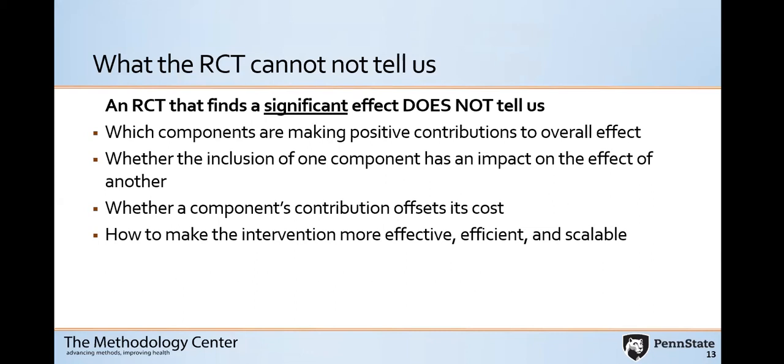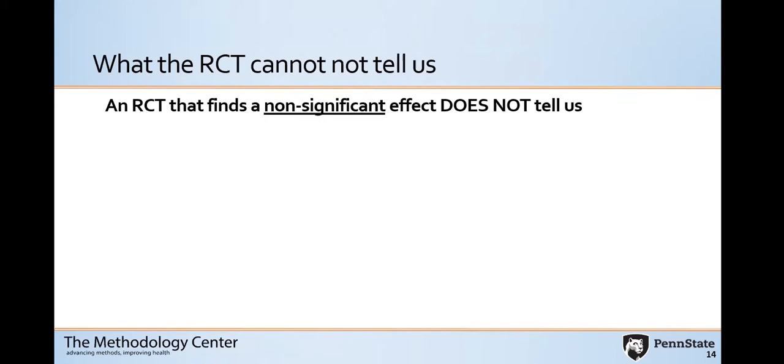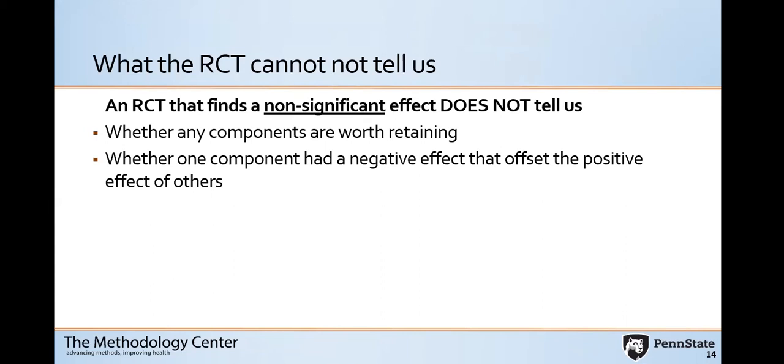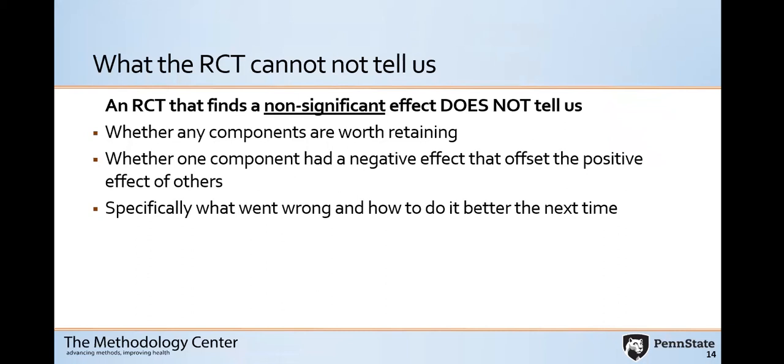Now, suppose you're not so fortunate and your RCT comes out with a non-significant treatment effect. That's very frustrating, partly because you don't know whether any of those components are worth retaining. It could be that one or two of those components work great and the others were just washing out the overall effect. You don't know whether one component possibly had a negative effect that offset or partially offset the positive effect of other components. And perhaps most discouragingly, you don't know specifically what went wrong and how to do it better the next time.